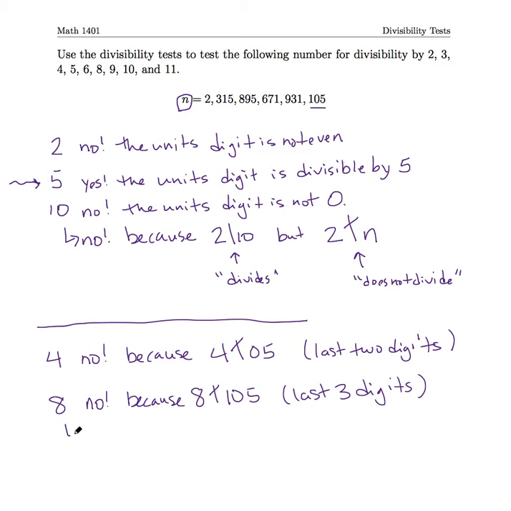Just like above, we could give a second reason for 8. We could say no, because we know that 4 divides 8, but we already determined that 4 does not divide n. If 8 divided n, then 4 would also have to divide n, because 4 divides 8. But since that's not the case, 8 cannot divide n.